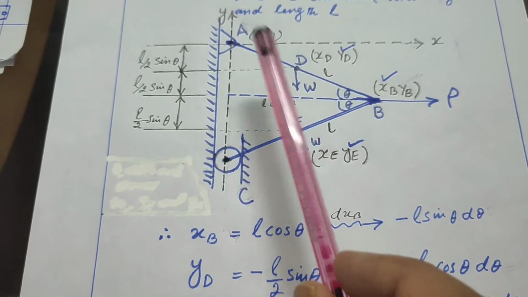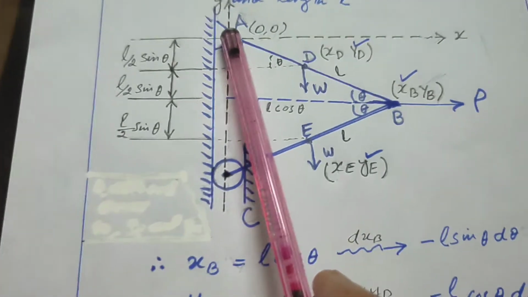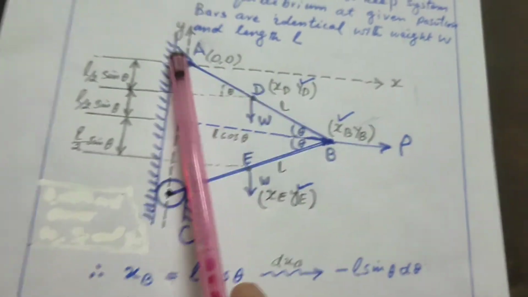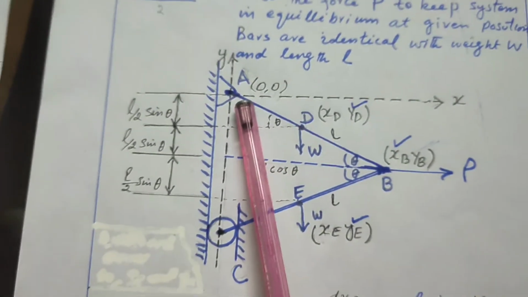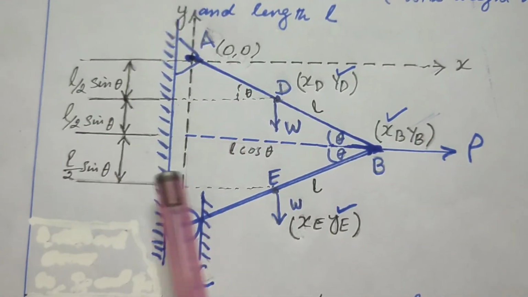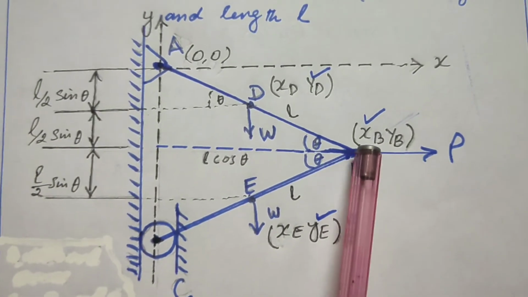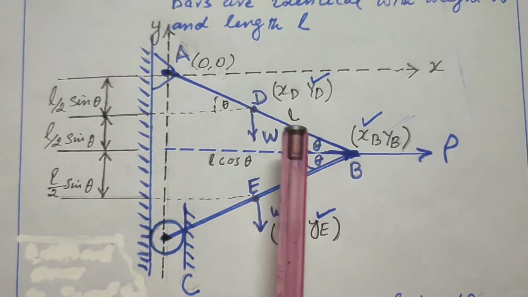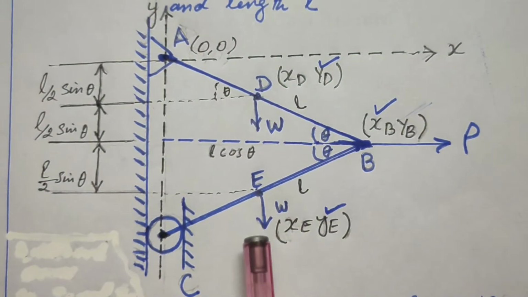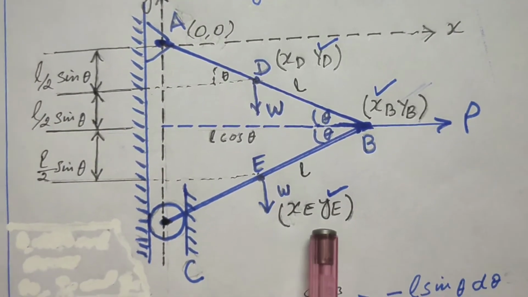So three external forces are acting. The first step is to select the origin. This is a fixed point, so A is selected as the origin, and its coordinate is 0, 0. The coordinate of point B is XB, YB, the coordinate of point D is XD, YD, and the coordinate of E is XE, YE.